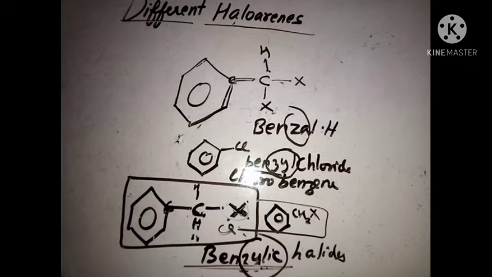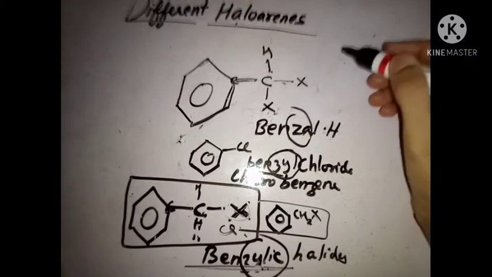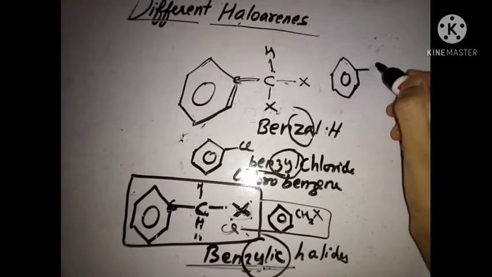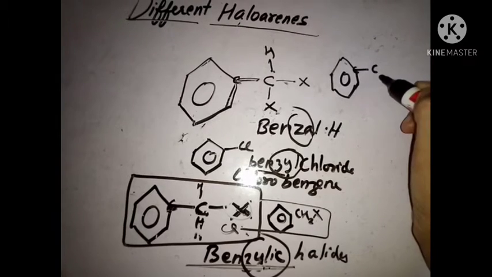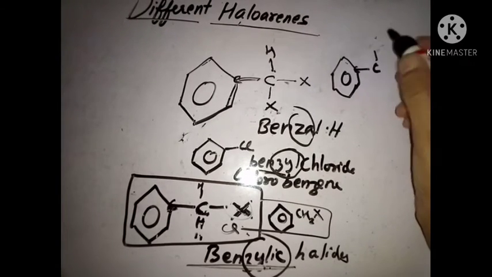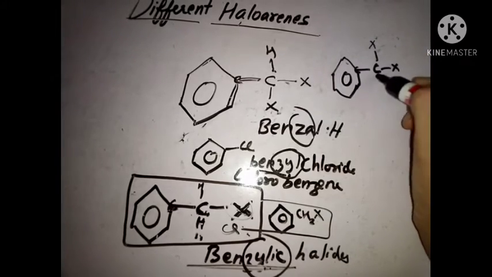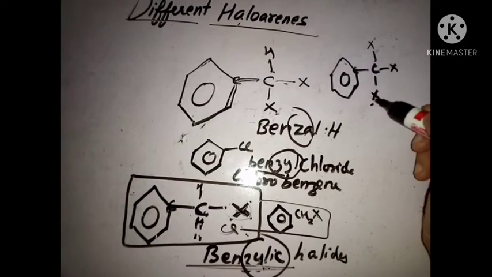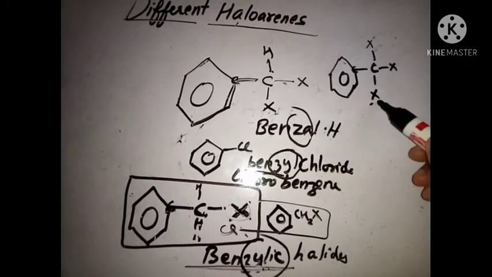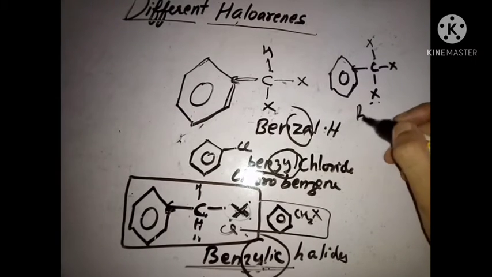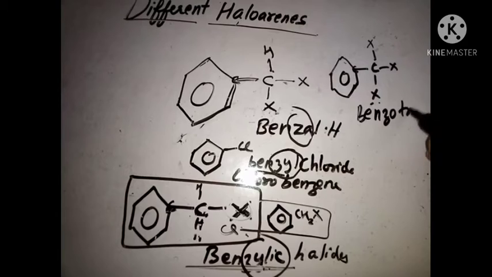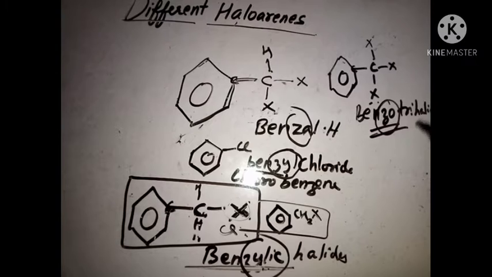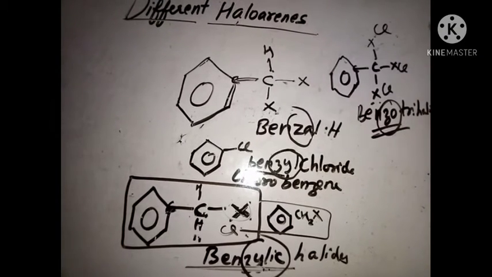Now another type, the last type of haloarene, is if there is a benzene ring and its carbon is attached to another carbon, and all three valencies of this carbon are satisfied by halogen. Now there is not a single H here; all three are satisfied by halogens. In this case we will call it benzotrihalide. So if I take chlorine, chlorine, chlorine, it will be benzotrichloride.